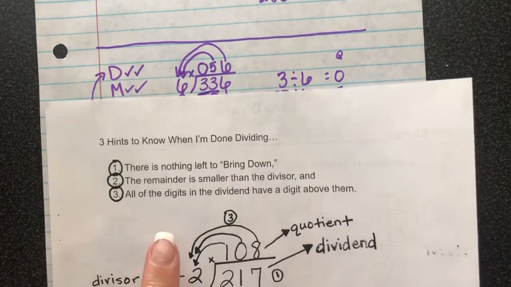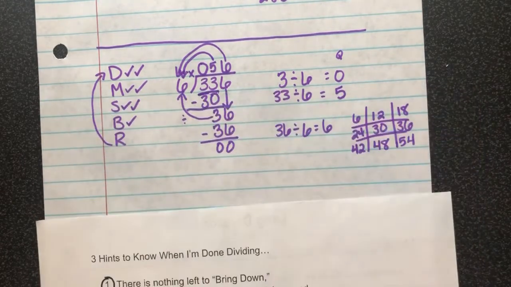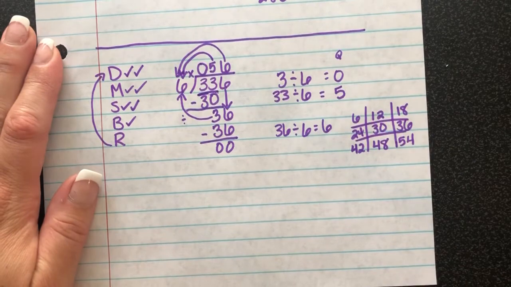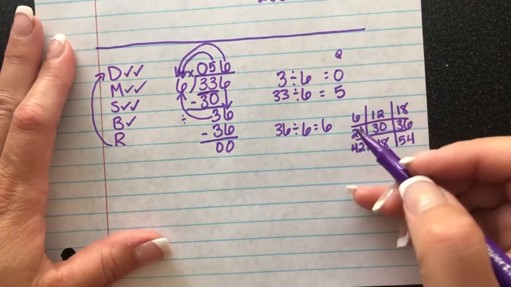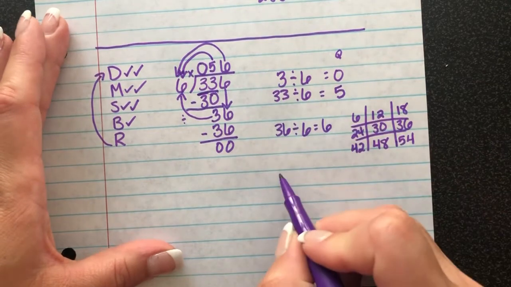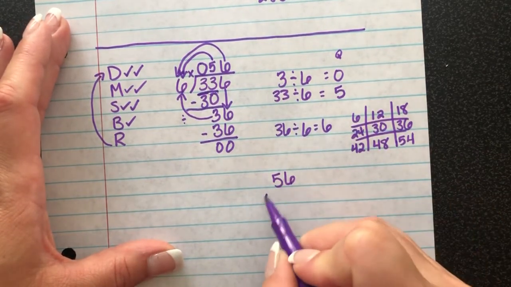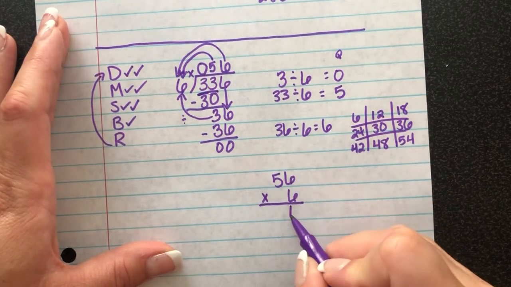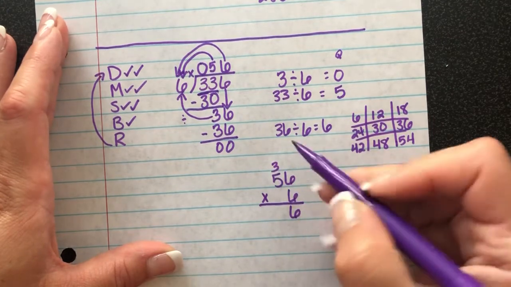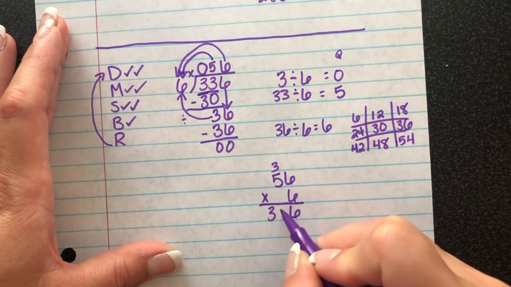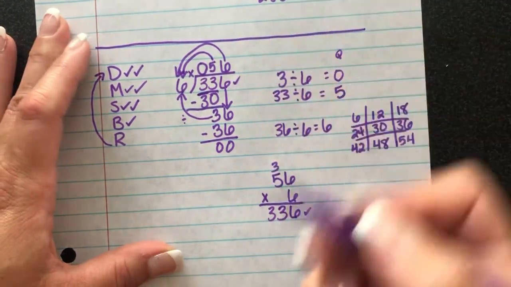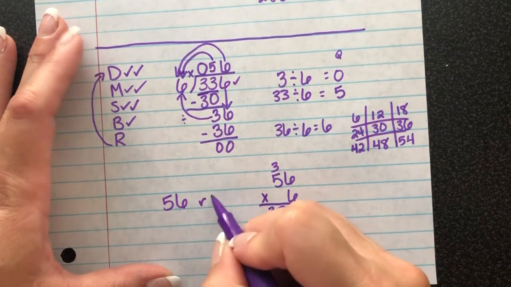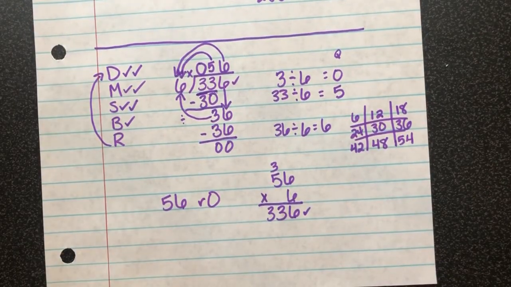Number 3, all of the digits in the dividend have a digit above them. Check that. Yes, yes, and yes. So I am done with the exception of checking with multiplication. I'm going to take my 56 and multiply it times my divisor of 6. 6 times 6 is 36. Carry my 3. 6 times 5 is 30, plus 3 is 33. And we have a match. So our answer for this problem is 56. Again, remainder 0.